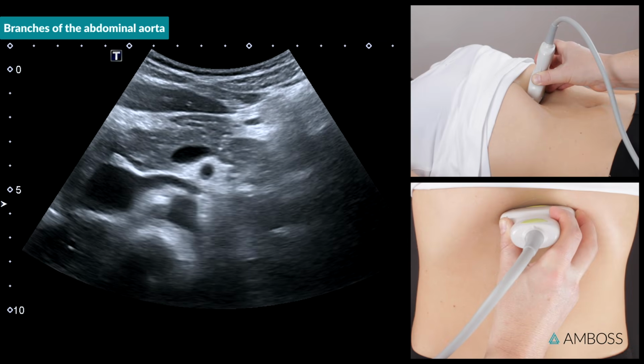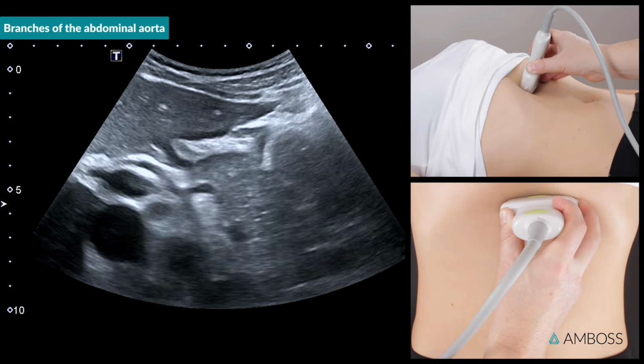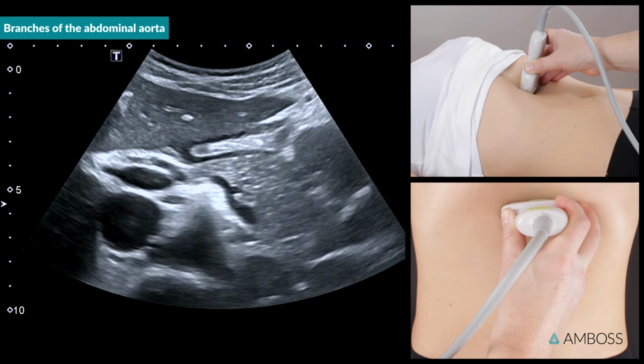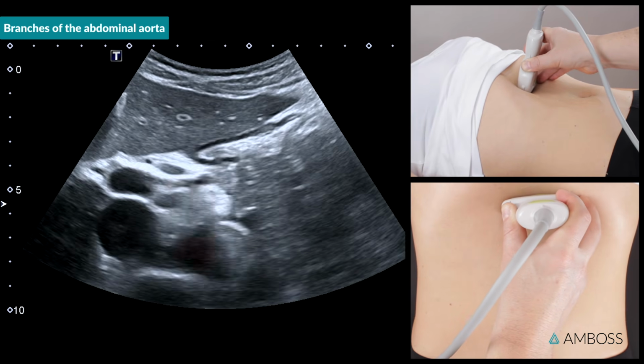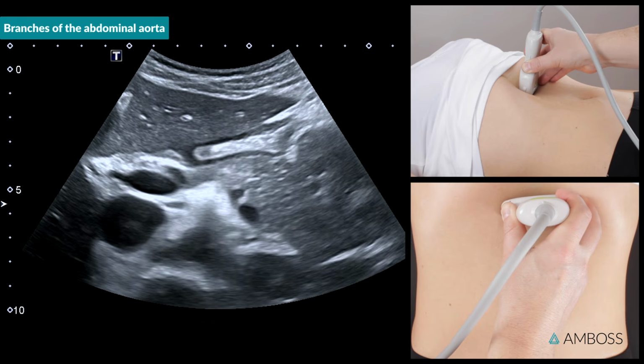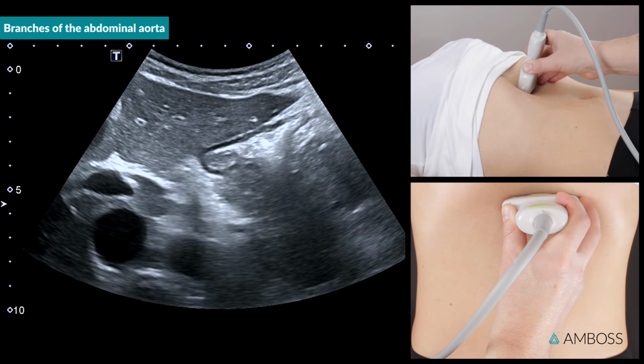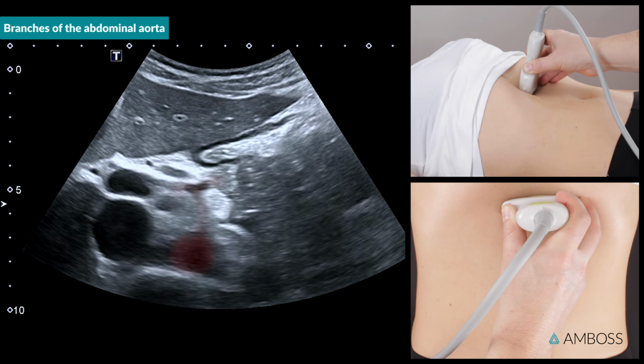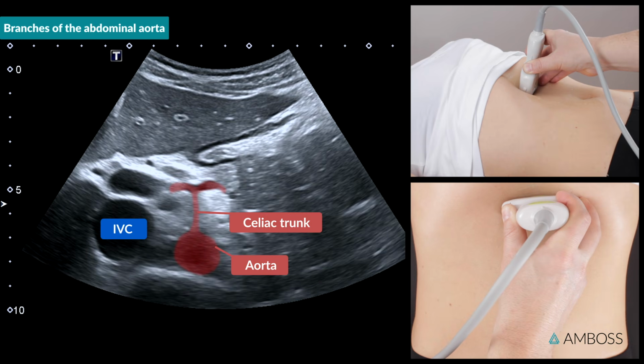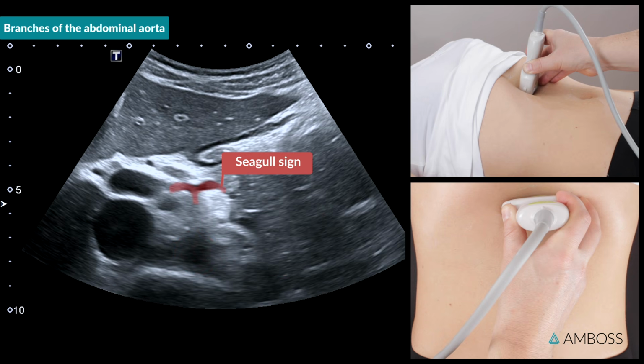We will scan the abdominal aorta and its branches from proximal to distal. As the probe is moved distally, major arteries can be seen branching off the aorta. First is the celiac trunk, which splits after a short distance into three branches. The shape of the trunk's division in this view is sometimes called the seagull sign because it looks a little like a silhouette of a seagull's wings.